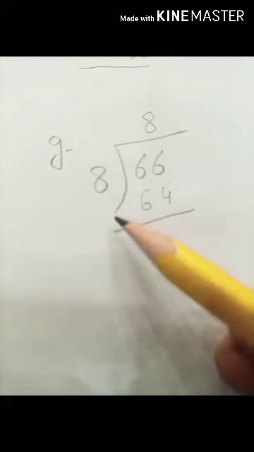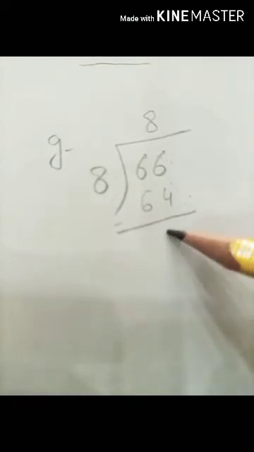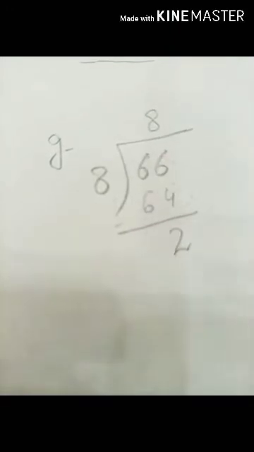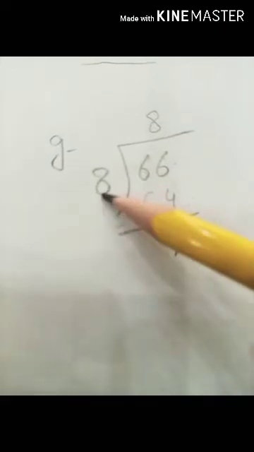So students, next is subtraction. I am going to subtract starting from the ones column. 6 minus 4 and my answer is 2. Students, look at this, in the tens column we can't subtract, so 2 is our remainder, 8 is our quotient and 8 is also our divisor.